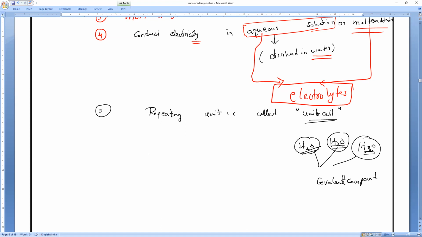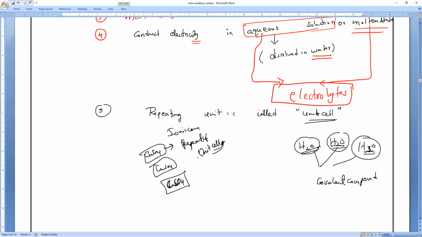So in covalent compounds, each one is called a molecule. But if I take, for example, copper sulfate, copper sulfate, copper sulfate, the entire thing is copper sulfate units only. Am I right or wrong? This is called a repeating unit, which is called a unit cell. Are you clear, everybody? Because they are what compounds? Ionic compounds. So in ionic compounds, each repeating one we call a unit cell.